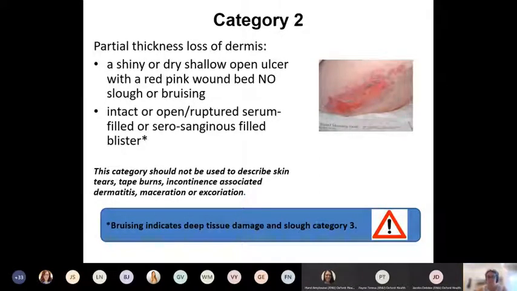This is all down to pressure, of course. It's not a skin tear, a burn, or incontinence associated dermatitis, or indeed even moisture damage.